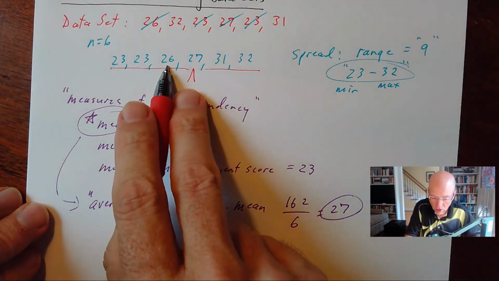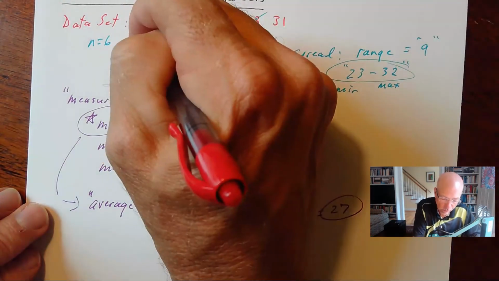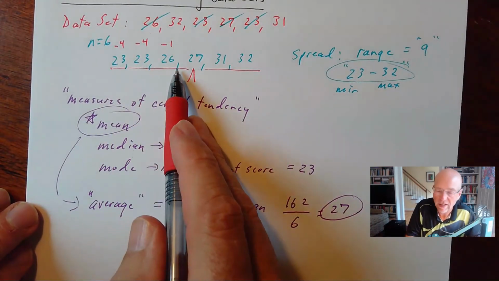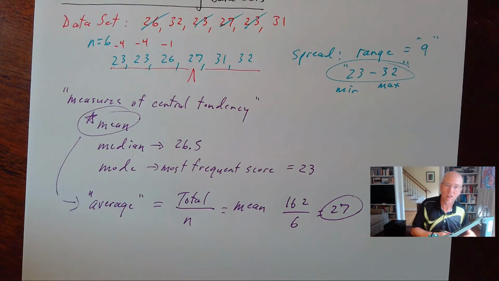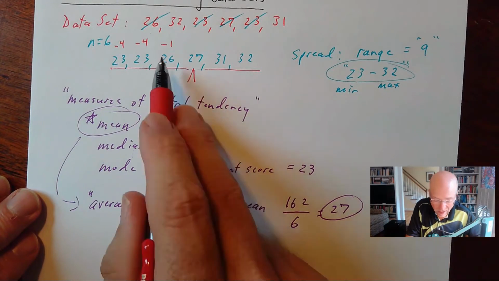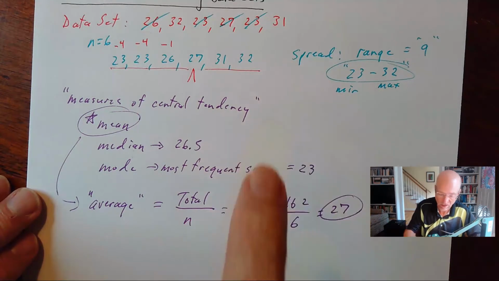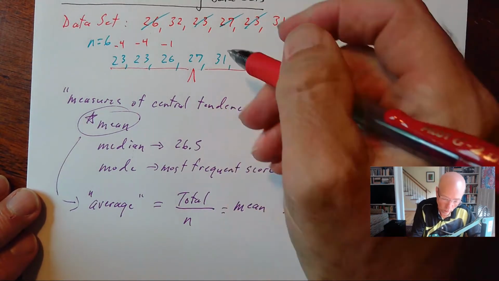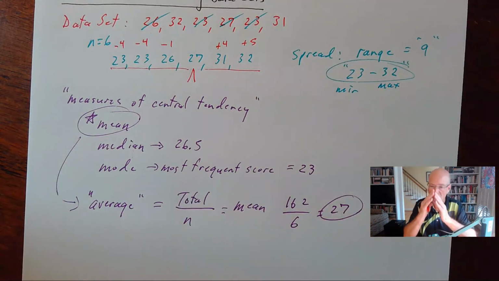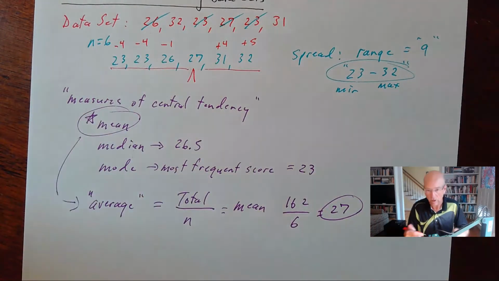And a 26, you can think of a 26 as 1 below the mean. You can think of a 23 as 4 below and another 23 as 4 below. So the net effect over here is I've got 9 that are pulling the mean to the left, pulling it down. And these guys, if 27 really is the mean, have to be perfectly balanced by stuff that's on the positive side. So 31 is 4 more, and 32 is 5 more. So notice that this 27 is a balance between the 9 that's higher and the 9 that's lower.